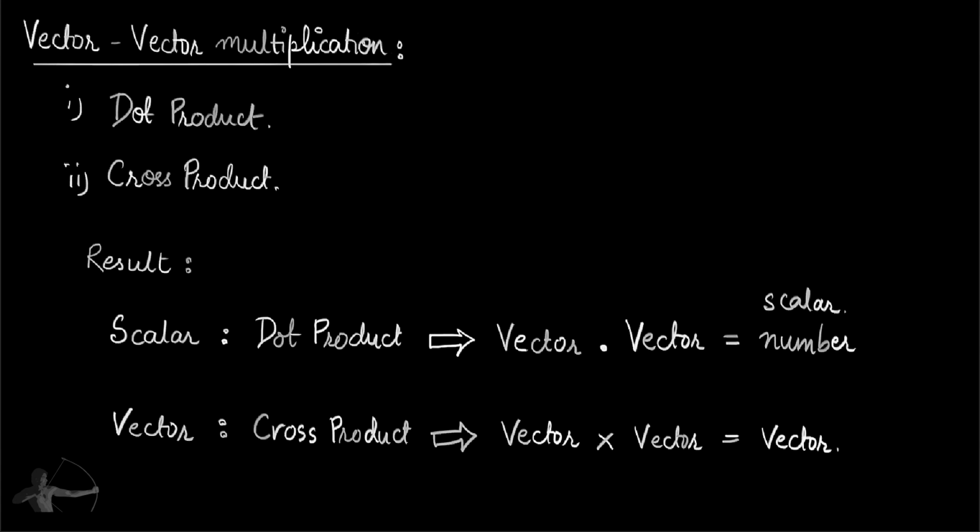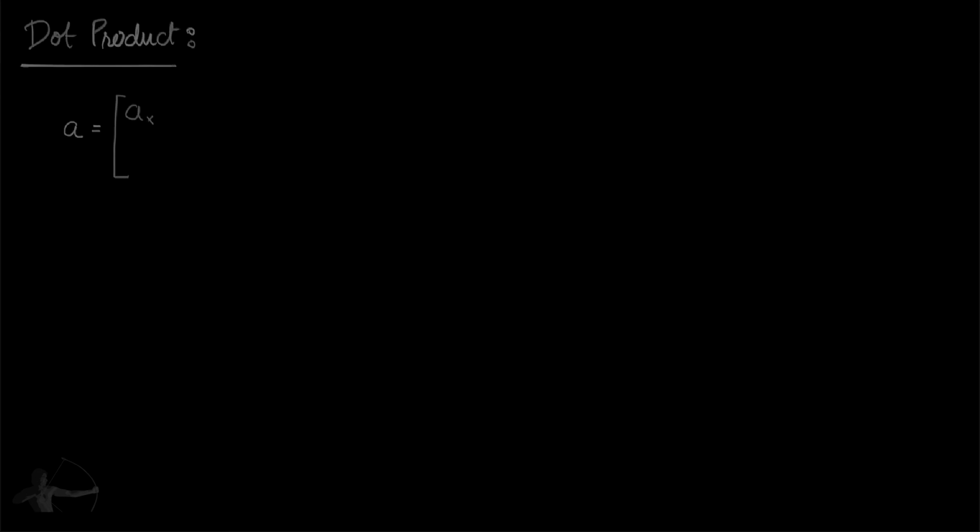Now we understand what to do in which situation, but let's understand what the dot and cross products are. So first, let's understand the dot product. If we have a vector A in 2D space, we will define it as (AX, AY), and vector B is (BX, BY). The dot product of the two vectors will be AX multiplied by BX plus AY multiplied by BY.